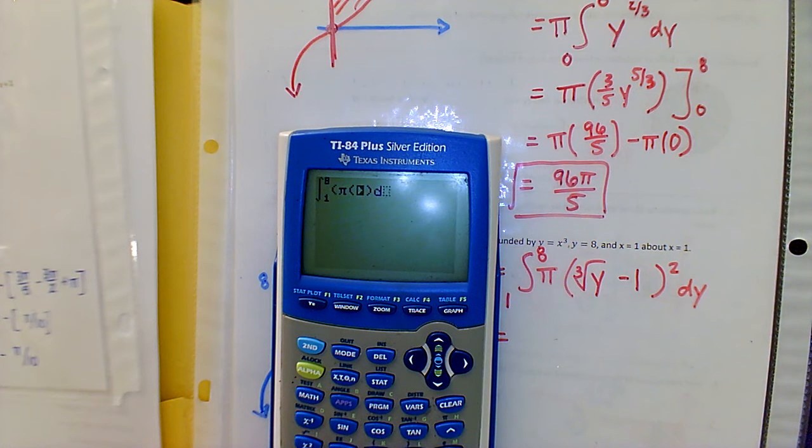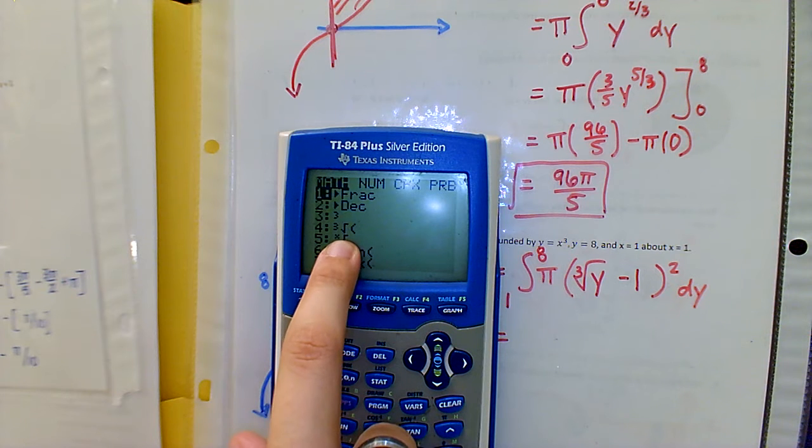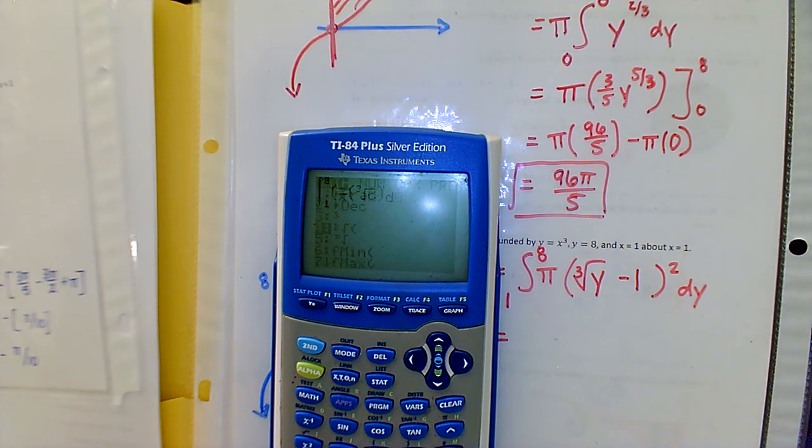Do we know where a cube root button is? That's what I'm trying. You could do y to the 1/3. There is a cube root button though. It's under math. It's option 4. Now, on your paper, I know it says y, but on your calculator, you still type in that variable of x.